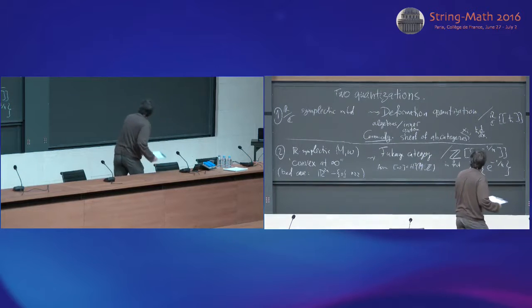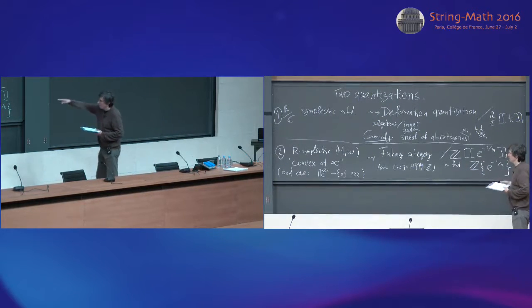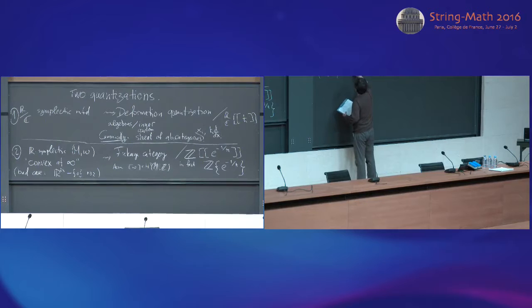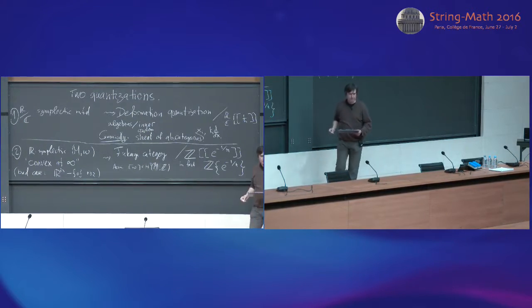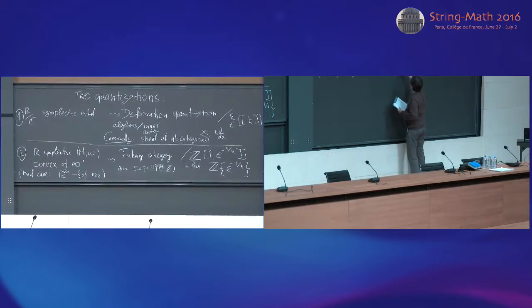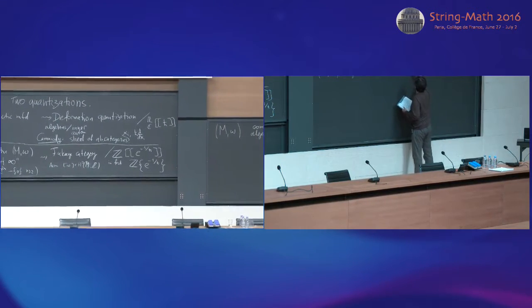The solution is that we should go to complex symplectic manifolds, not real ones, and apply both pictures as far as we can. Suppose now M with omega is a complex algebraic symplectic variety, so the symplectic form is also algebraic. Then one can do something, sometimes we can have a kind of non-perturbative quantization.